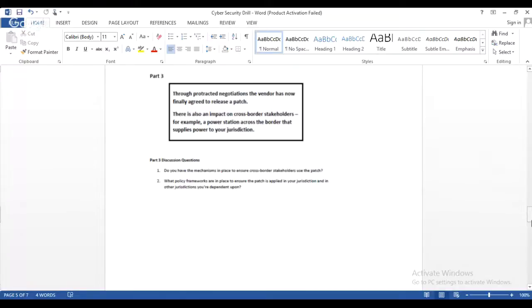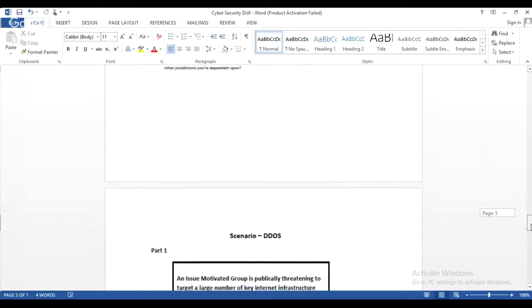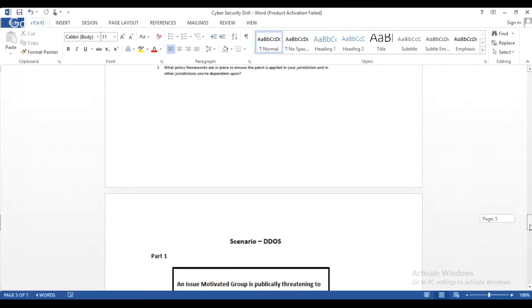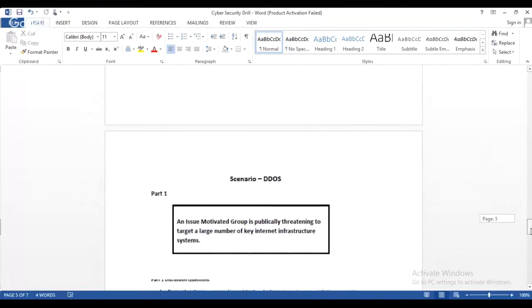In the second question, what policy frameworks are in place to ensure the patch is applied in your jurisdiction and in other jurisdictions you depend upon? So there are no particular frameworks that we have found for this one. So yes, Malik, that will end the second scenario. So let's move on to the third scenario.